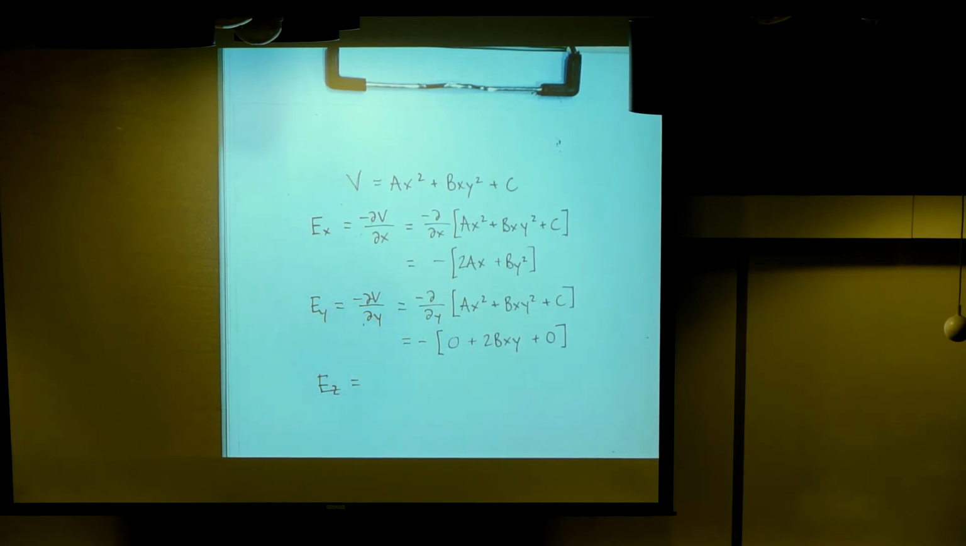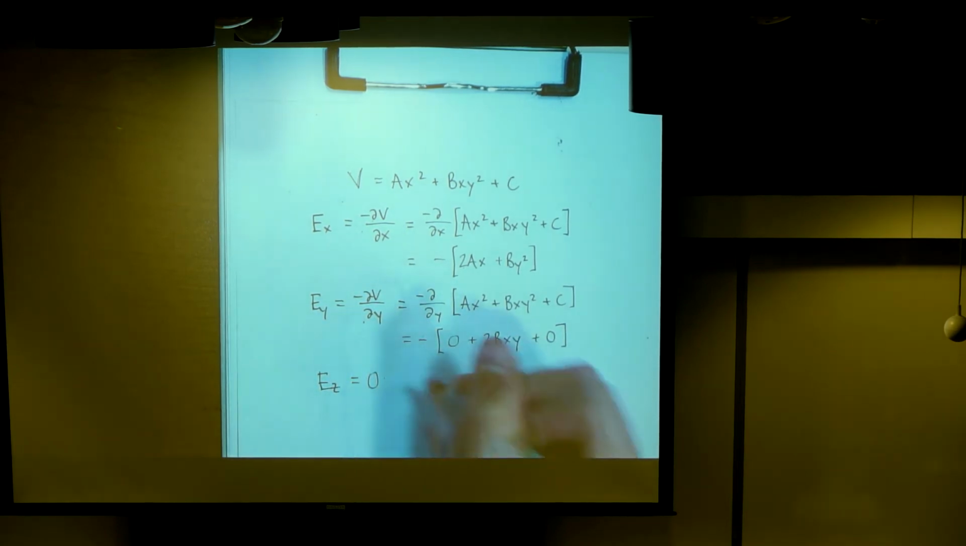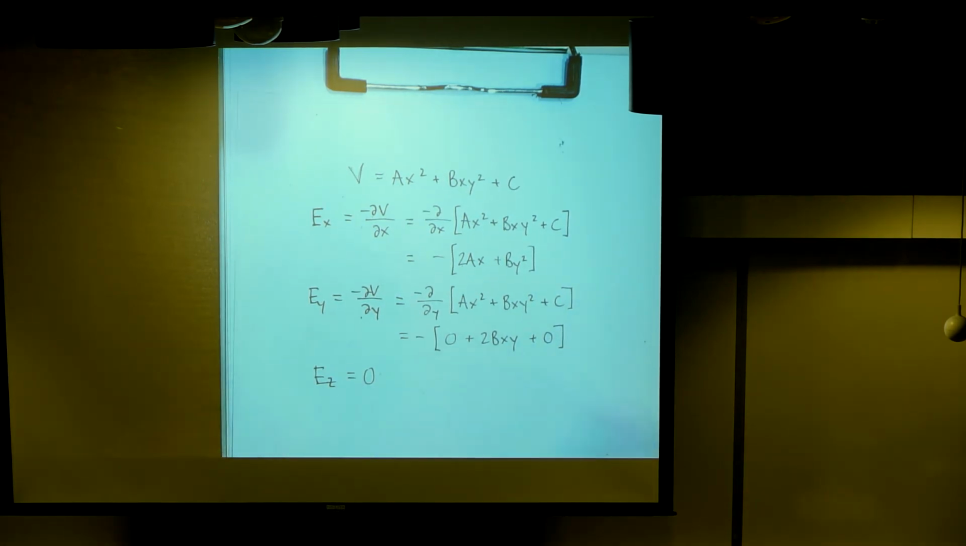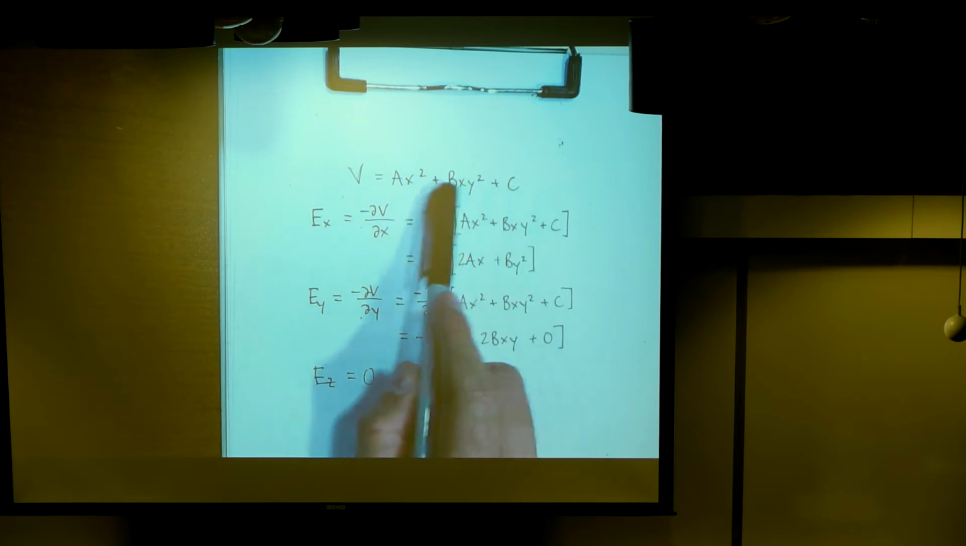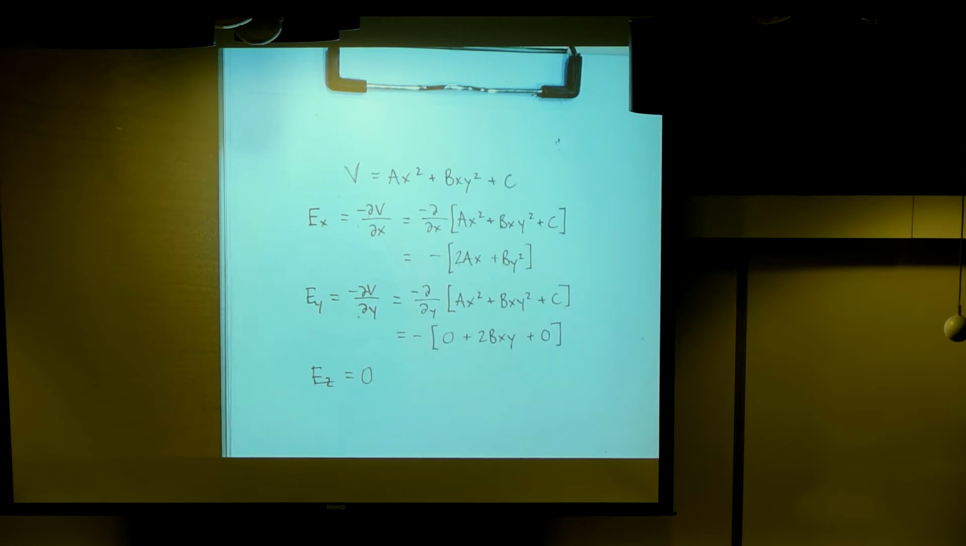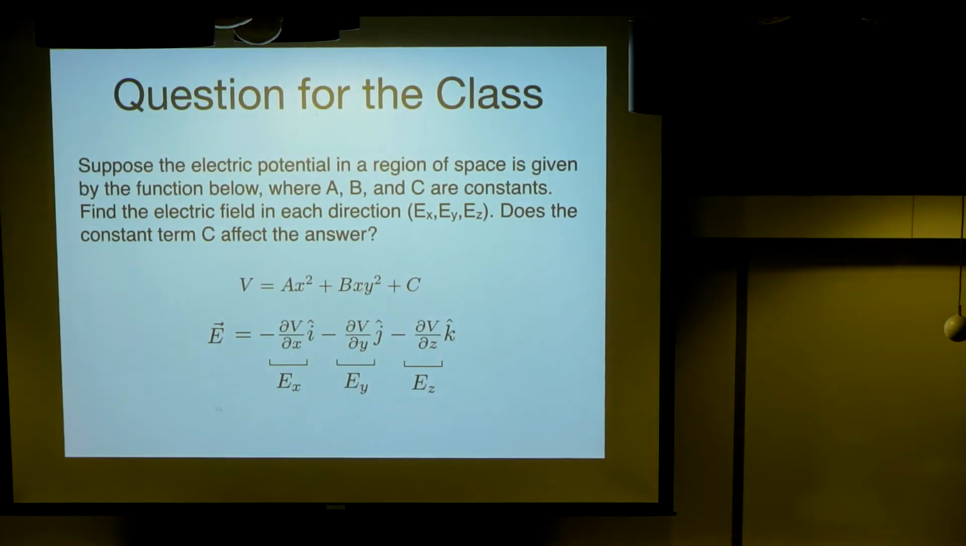Okay, Ez. What do we think? 0. Yeah, z actually doesn't explicitly appear here. So as far as z is concerned, these are all just a bunch of constants, and when we take the derivative with respect to constants, we get 0. Okay? Does that make sense? So unless V is changing with respect to z, there's not going to be any z component of the E field. That's what this is telling us. All right? So hopefully you get the idea mathematically.